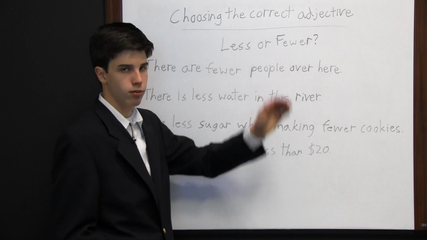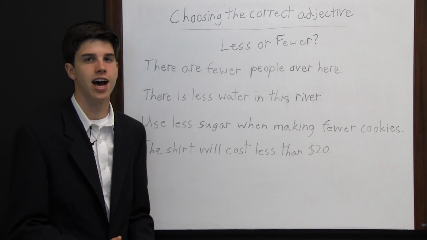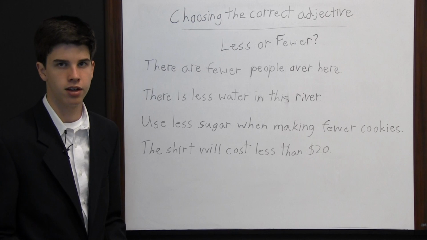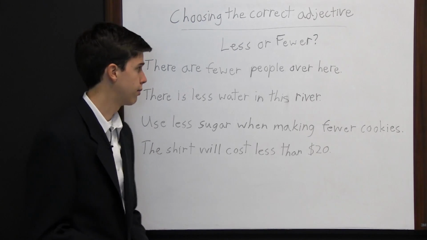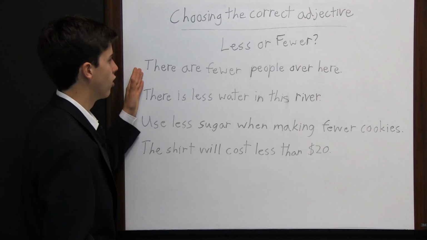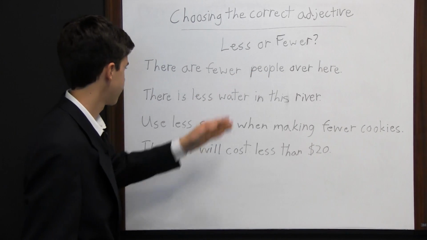You use fewer when you're referring to something that is countable. Like, there are fewer doors on this house than the last house we lived in, because doors is something that's very countable. Let's take a look at some examples. There are fewer people over here. People is something that's countable, so we use fewer.